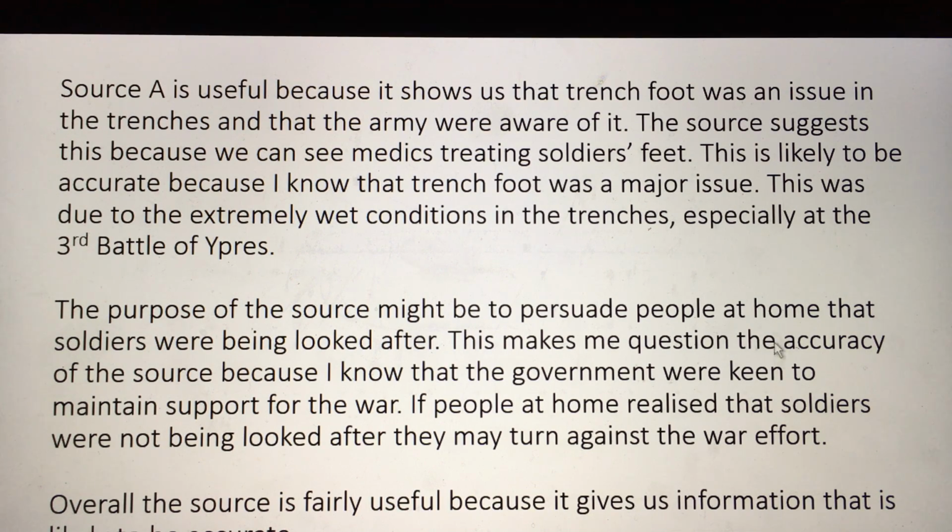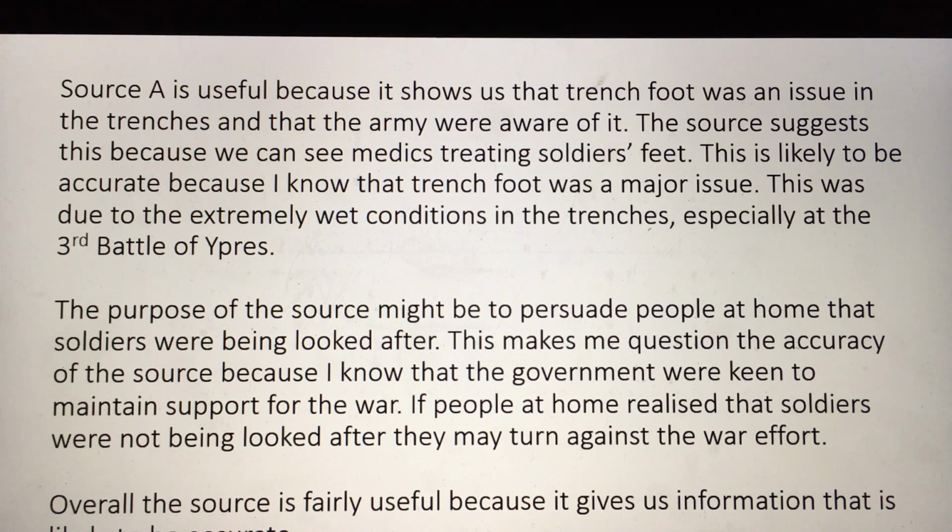Remember, a source is useful if it gives us information that is accurate. Right? I've then given some more knowledge to suggest why this might be the case. Okay? Afterwards, I've made a summary sentence to give an overall judgment on the source. I'm giving an overall judgment on the source based on our criteria. Information, accurate.